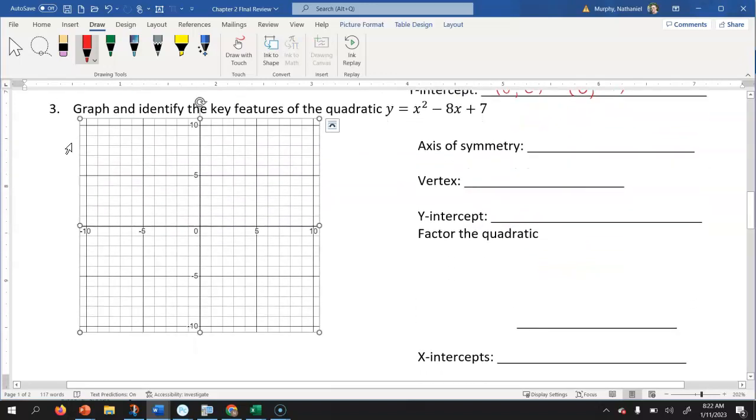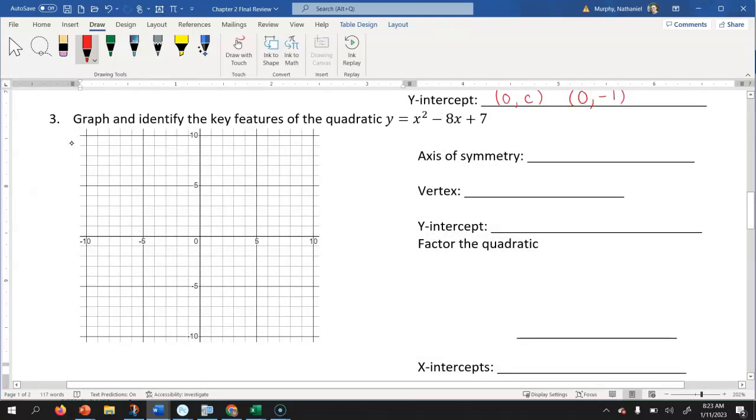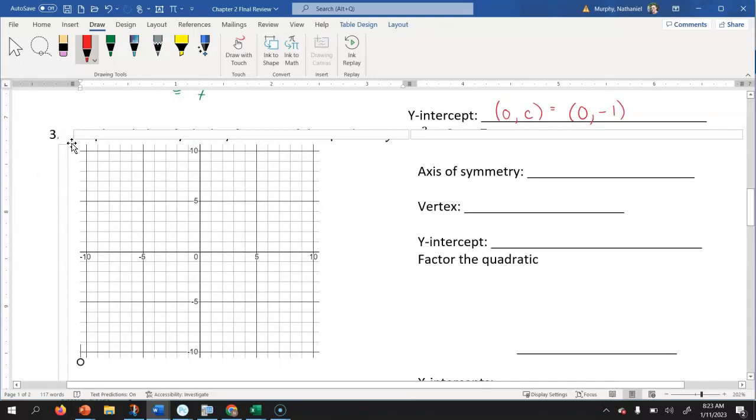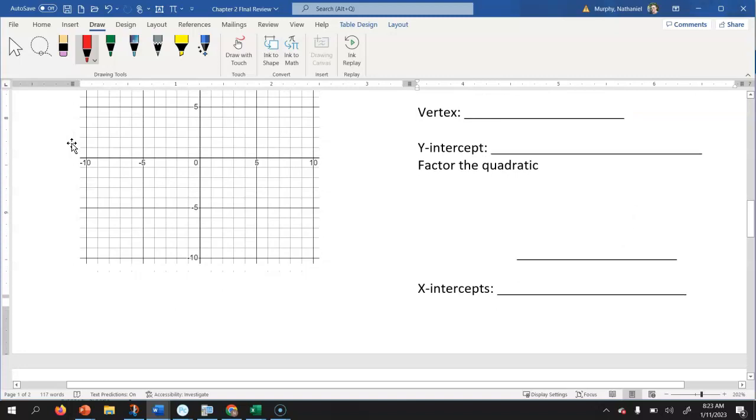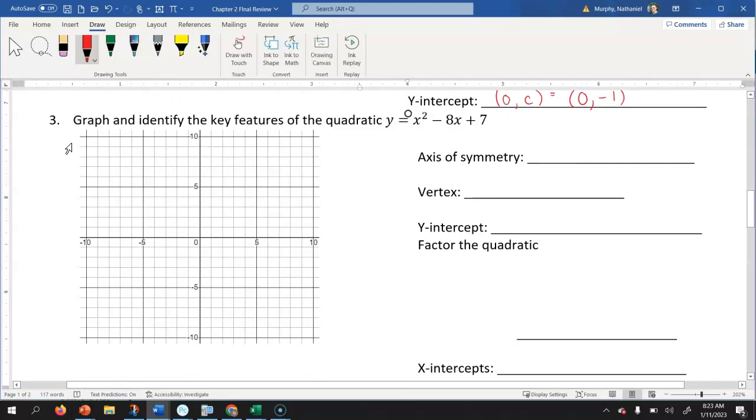All right, so for number 3, we're asked to find the axis of symmetry, the vertex and the y-intercept, and then we need to factor the quadratic, and then we're going to find the x-intercepts. All right, well, let's first start by finding the vertex. So remember, the vertex is at coordinate h and k.